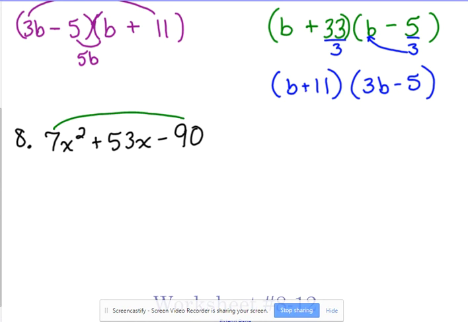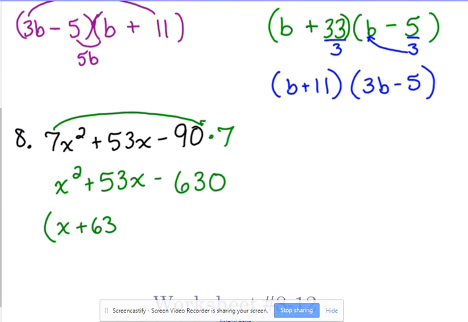All right. Slip the 7. So now we've got x squared plus 53x minus 630. Having a dyslexic moment there. 630 ends in 0, so it's divisible by 10. And I luck out because that gives me 63 times 10. 63 and 10 will add to give me 53 when the 63 is positive and the 10 is negative. Okay, you're good to go.